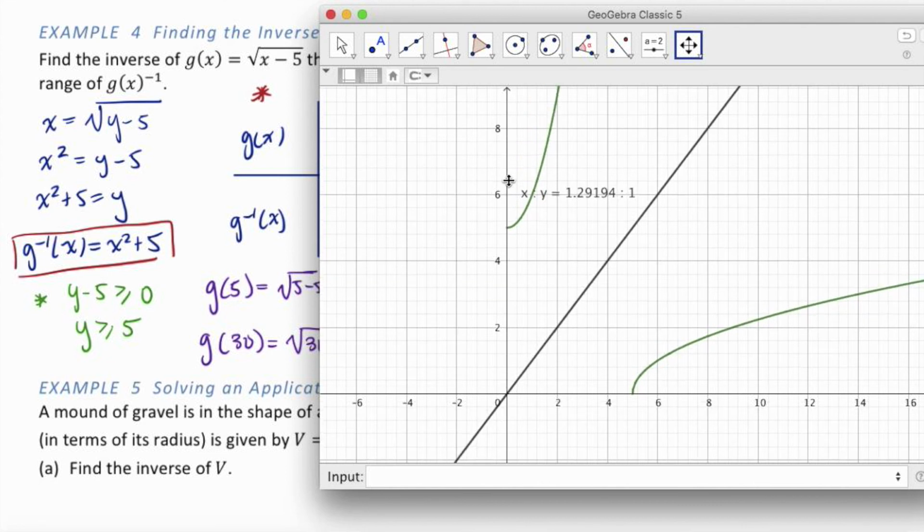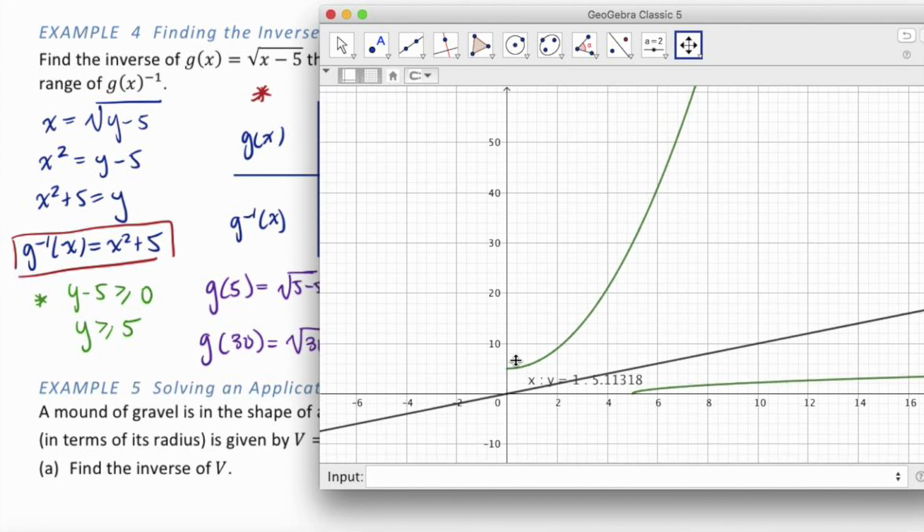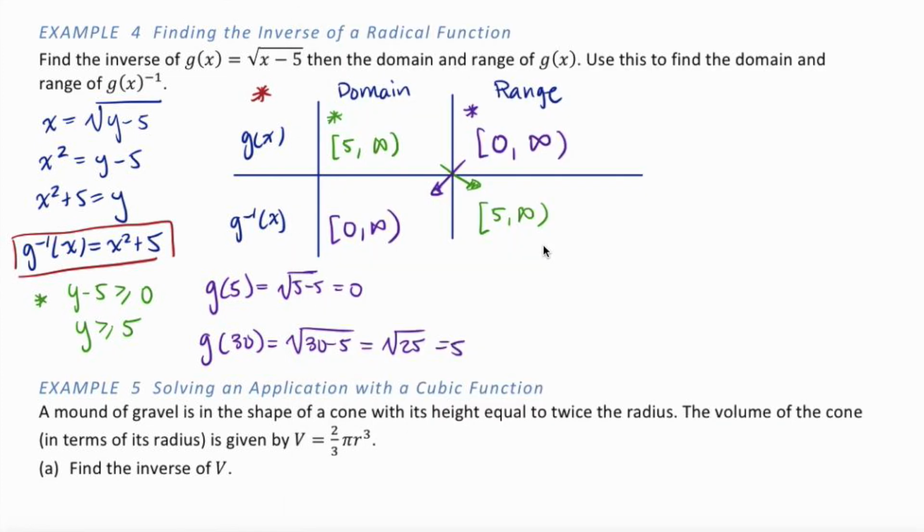And then how large do my outputs get? Again, you notice I just keep going up higher and higher to infinity. So we have certainly verified the domain of g of x starts at 5 and goes to infinity. The range of g of x starts at 0 to infinity, and we just swap the two to get the domain and range of our inverse function. With that, let's wrap up the lecture of section 3.8 with an application problem involving inverse functions.